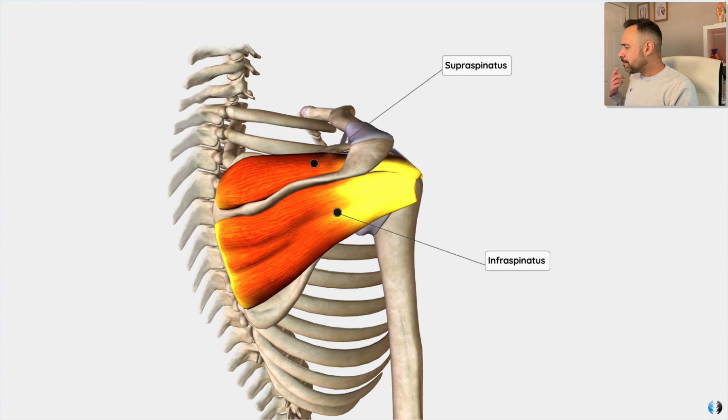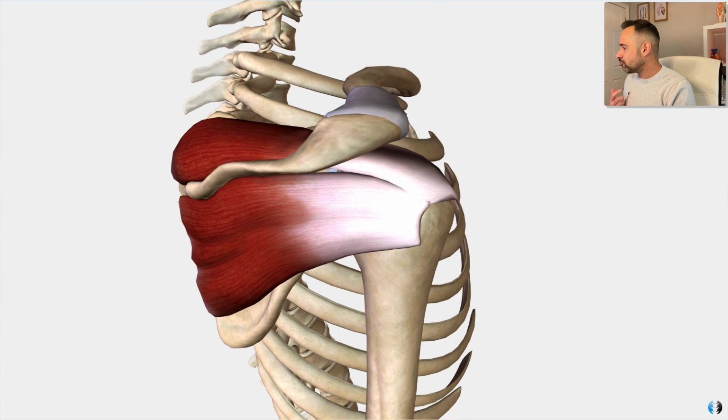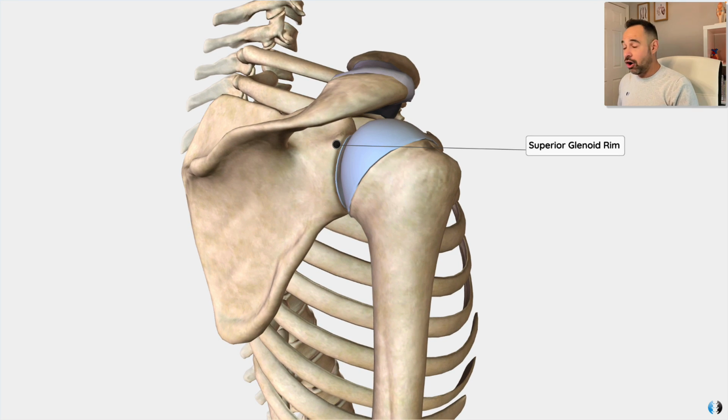Now, if we remove these muscles and then focus on the glenoid rim, this is an area of the scapula where it is considered to be the socket of the shoulder. The glenoid is the socket of the ball and socket joint. And this superior rim is where the infraspinatus and supraspinatus muscles have to run over the top of before they insert into that greater tuberosity.